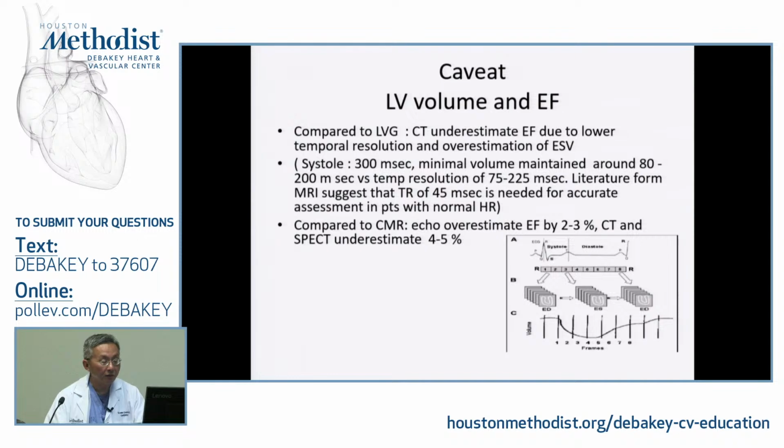So if you have a very fast heart rate, EF is not going to be as accurate. Remember, our temporal resolution is about 55 to 65 milliseconds, so we don't get more than 10 to 12 frames per cycle. So in order for us to get an accurate EF, we need to have a slow heart rate. Compared with MRI, CT underestimates because of the temporal resolution issue.